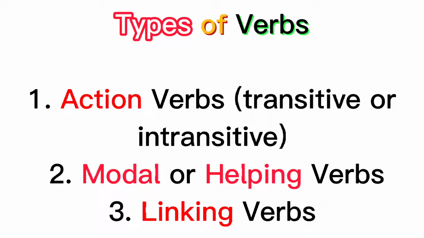There are three main types of verbs. Familiarity with verb types will help you understand when to use each type and when to avoid a verb type. The three types are: first, action verbs, which can be transitive or intransitive. Second are the modal or helping verbs. And third are the linking verbs. Let's take a closer look at each of these types of verbs and how they function in a sentence.